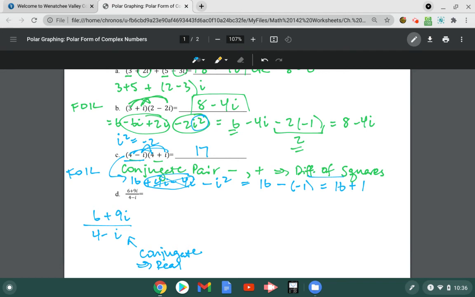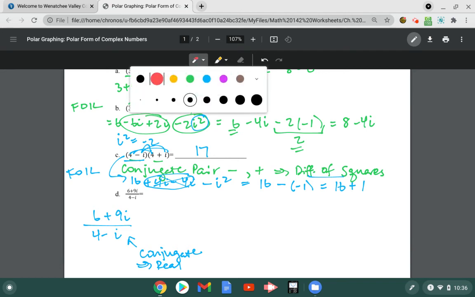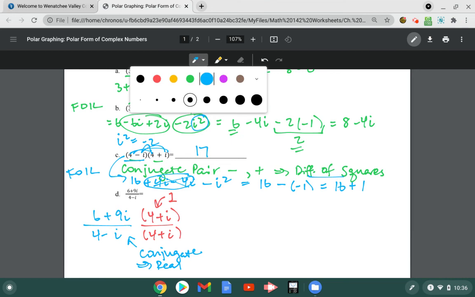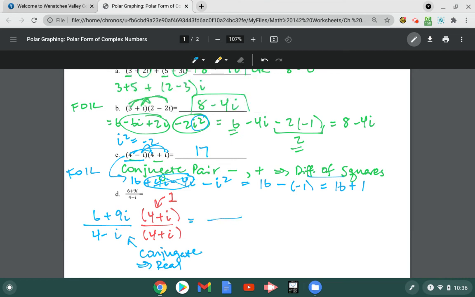So I'm going to multiply top and bottom. Let me grab a red pen here, by the conjugate 4 plus i. I multiply top and bottom because 4 plus i divided by itself is actually 1. So I'm just changing the way this looks, not the value. As I multiply that denominator, it's exactly what we did here in part C. So I do get 17.